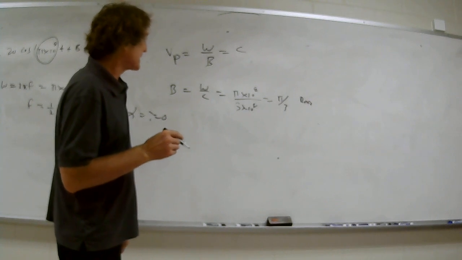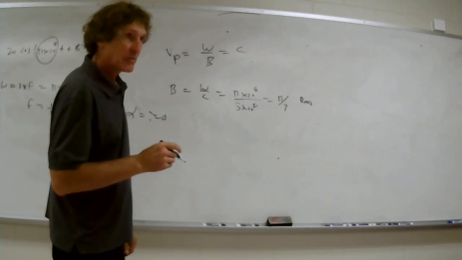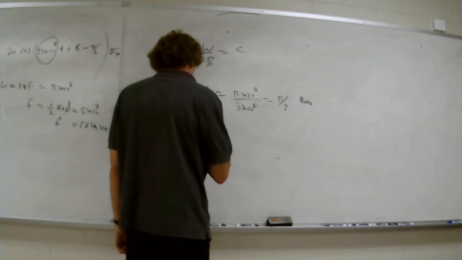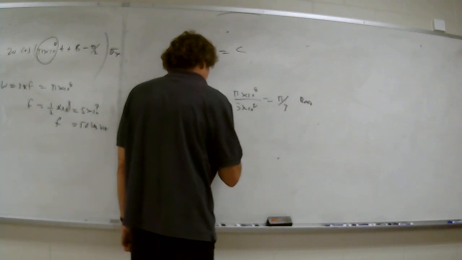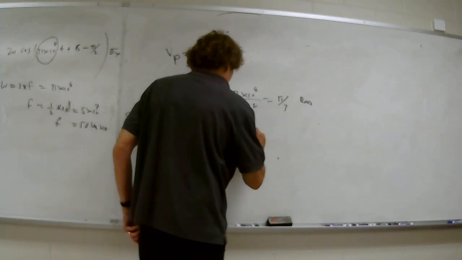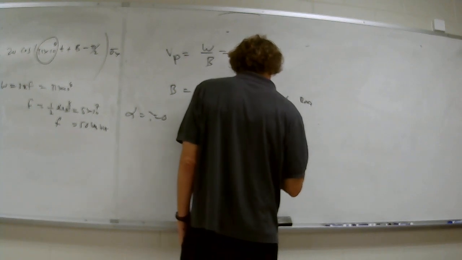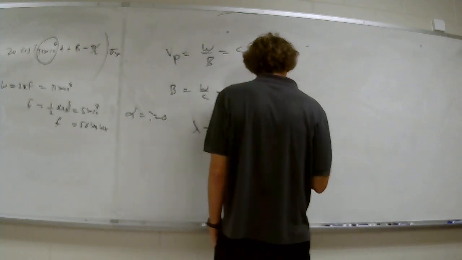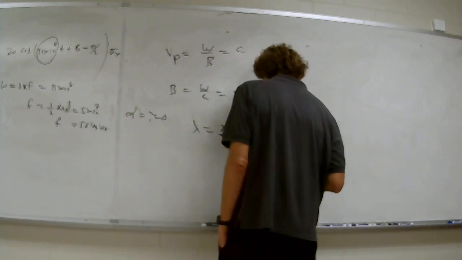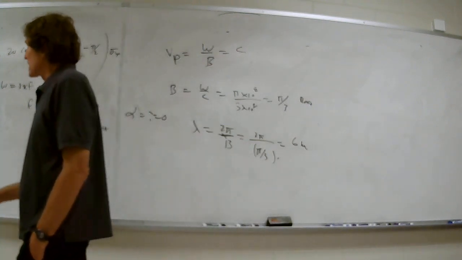Now, what next? Well, if we've got beta, what is lambda? 2 pi over beta, right? That's 2 pi over pi divided by 3, or it's really 6 meters, is that right? Yep. I think.